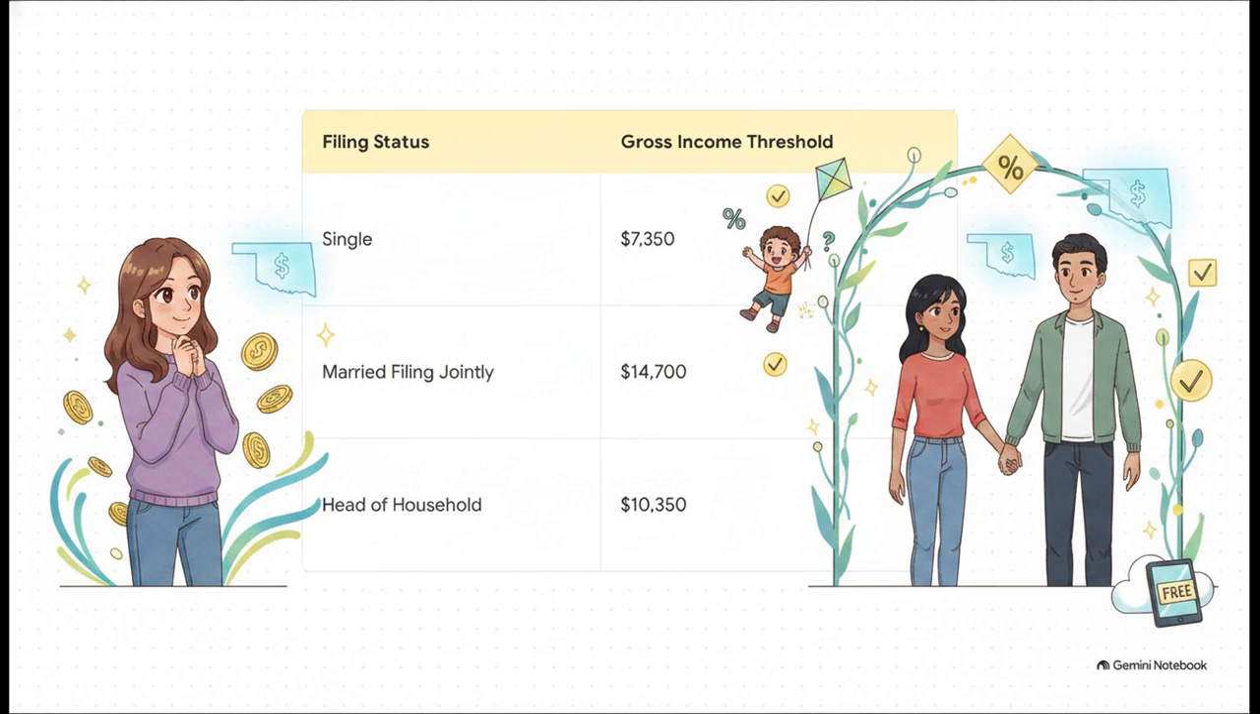If you're filing as single, you've got to file if you made over $7,350. Married filing jointly, that bumps up to $14,700. And for head of household, it's $10,350. If you fall under those numbers, you generally don't have to file, unless, of course, they withheld Oklahoma tax from your paychecks and you want to claim that refund.